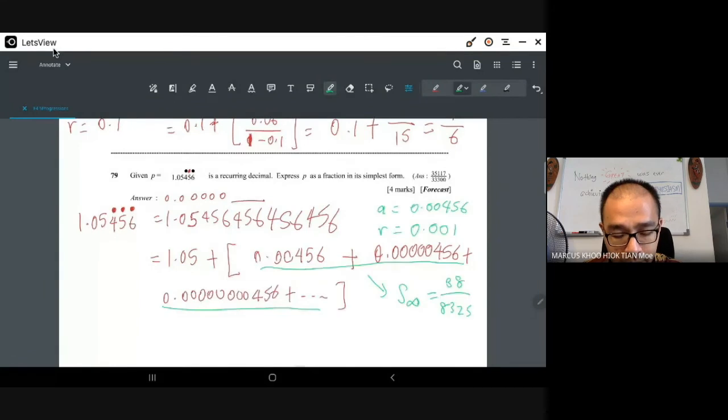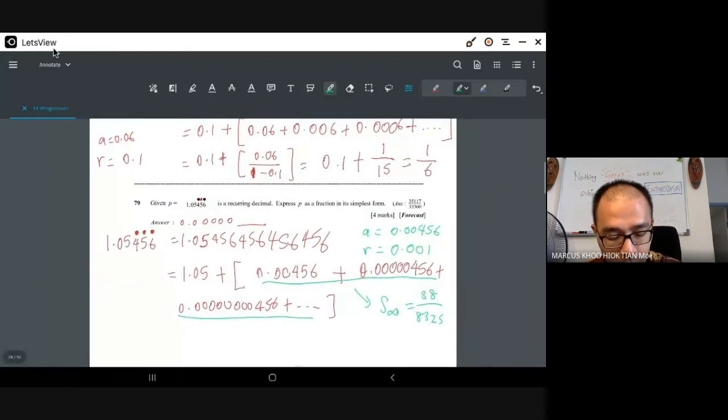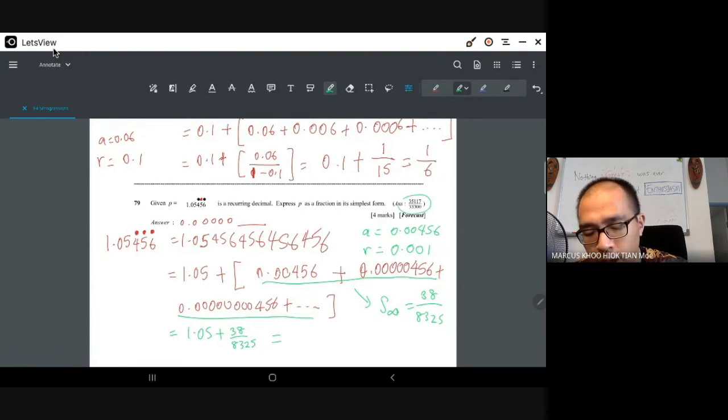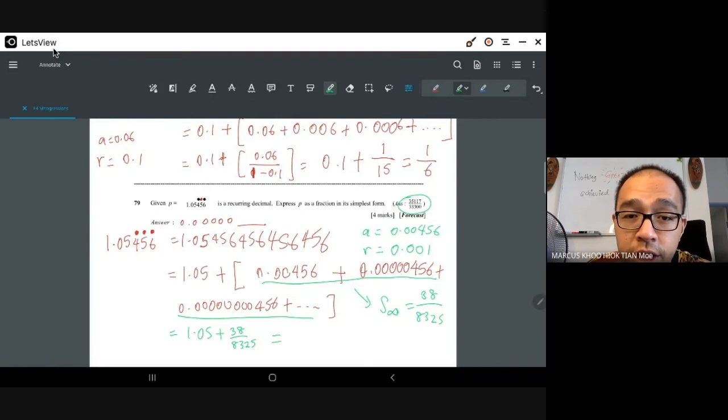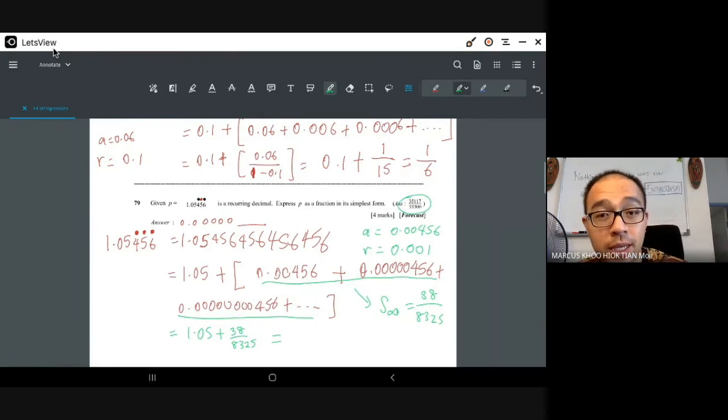Okay, so we will get... 1.05 plus 38 over 8325. See if you can calculate this and get this final answer: 35117 over 33000. I think if you use the super advanced calculator, you can.